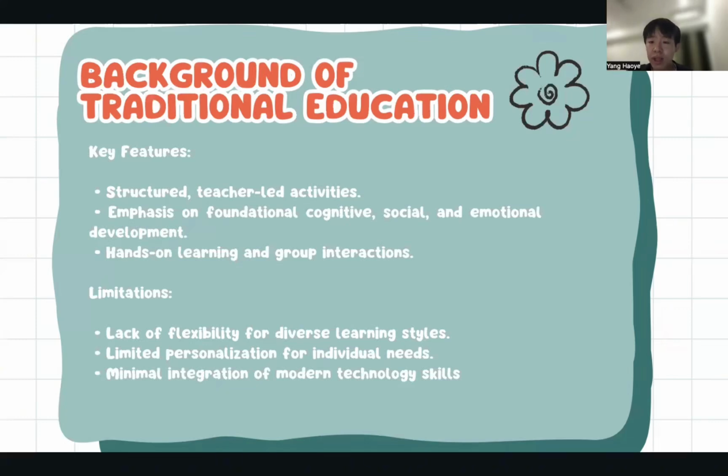However, traditional methods have limitations. They often fail to address the diverse learning needs of students. For example, some students learn better visually, while others need more audio input, but traditional approaches lack the flexibility to accommodate these differences. Furthermore, they don't integrate modern technology, which means kids miss out on developing the technological skills they need later in life.